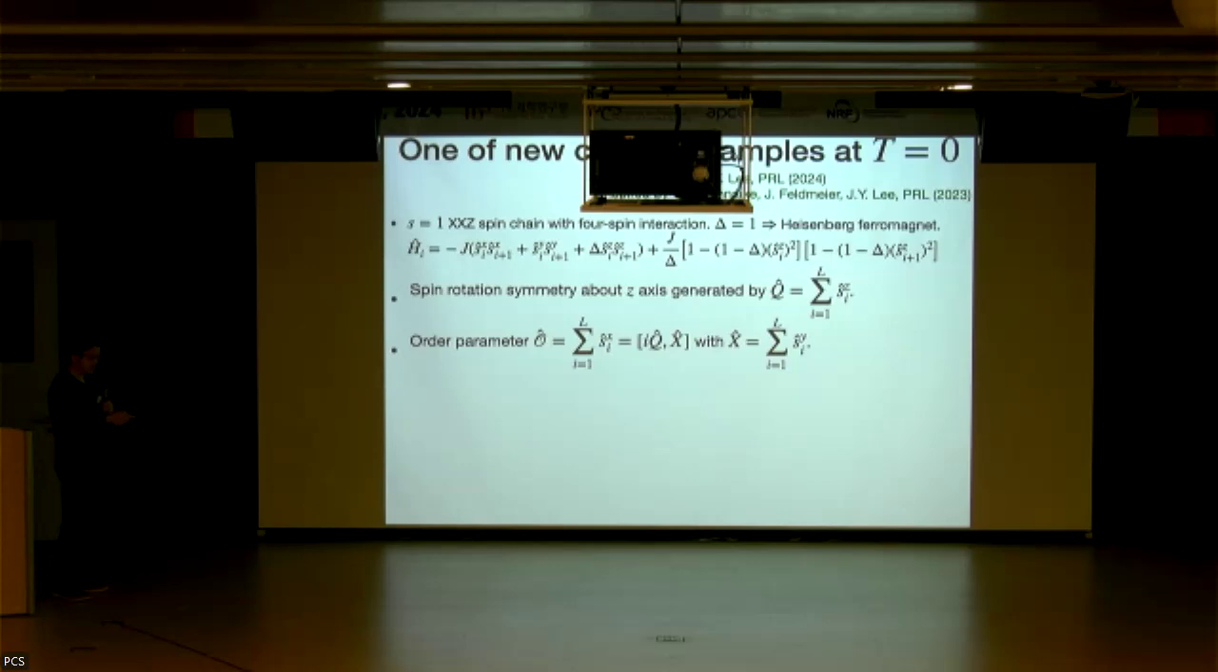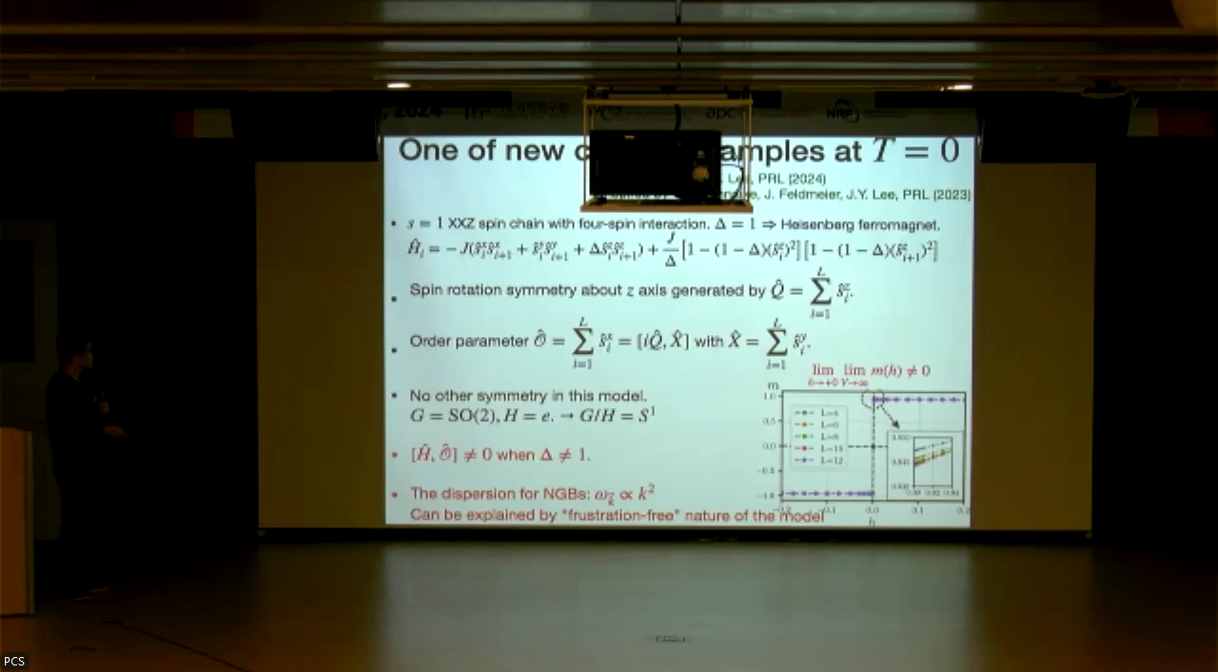Okay, and see what happens. So this is what I find. I still find a non-zero value of this order parameter. So I say this U(1) symmetry is spontaneously broken. What is surprising for this model is that the order parameter and the Hamiltonian don't commute. And I say this coset space is S1 because the symmetry to start with was only SO(2), not SO(3).